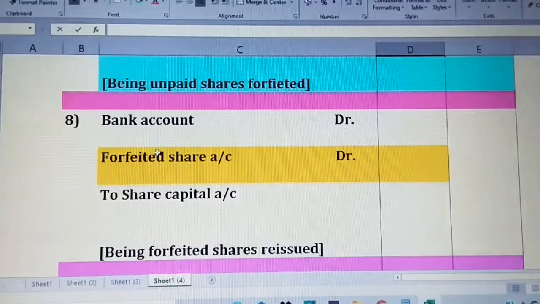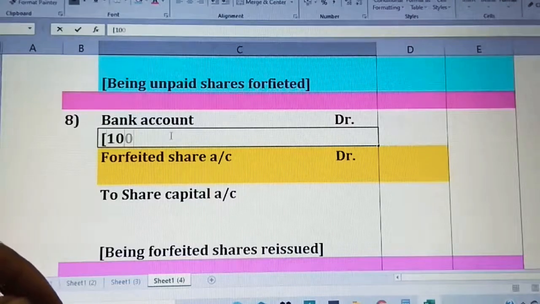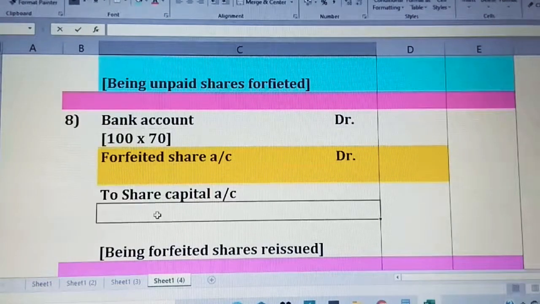Now coming for the reissue entry. Observe first what is going to be received by us, by the company. Cash. So it will always be through bank in case of shares. Okay. Bank account debit. 100 shares are reissued at 70 fully paid. So it doesn't know what is forfeited. We have to check it up. So let us go for the next.